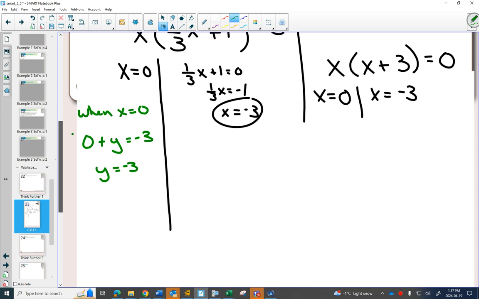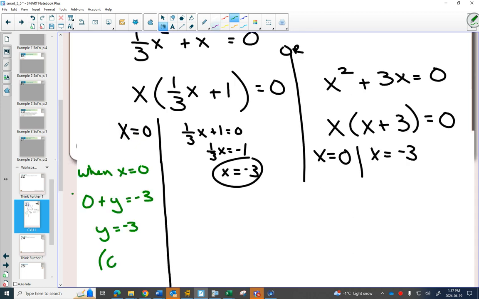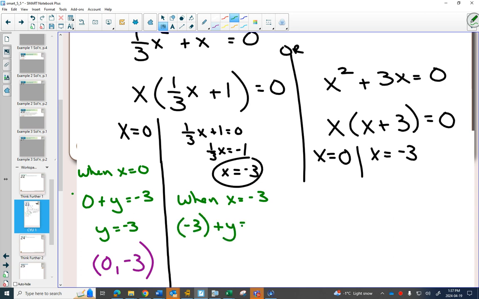And now I can write my first solution. I'll write it in purple. That's not purple. When x is 0, y is negative 3. That's my first solution. My second solution, when x equals negative 3, I would have negative 3 plus y equals negative 3. Add 3 to both sides gives me y is 0. My second solution is negative 3, comma, 0. So try your skills at substitution.